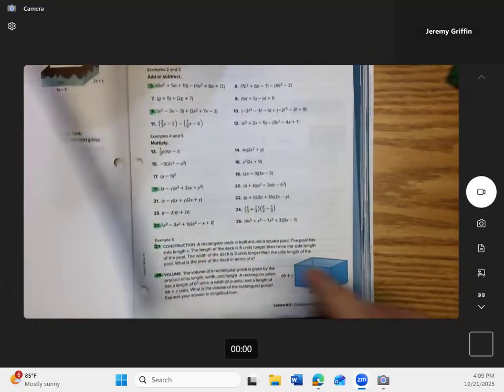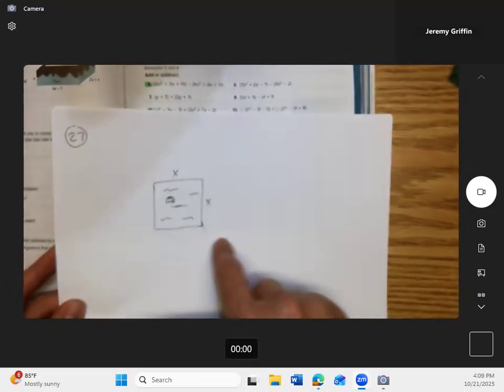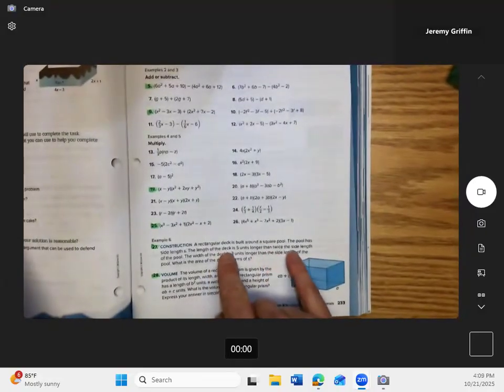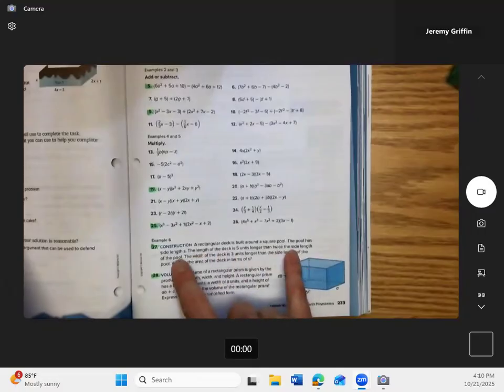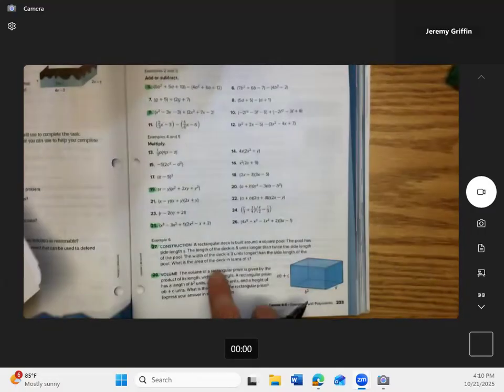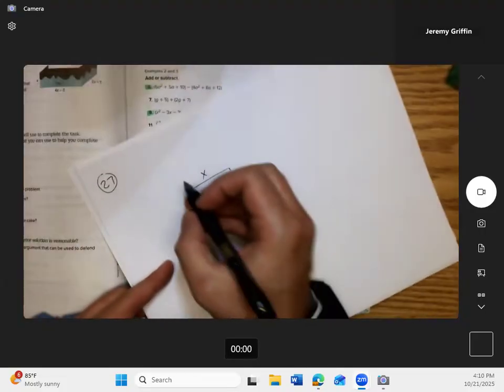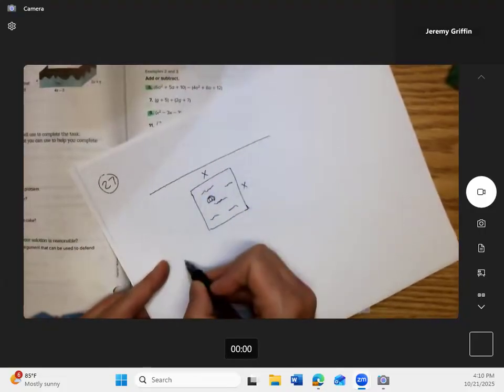The length of the deck, remember the deck is being built around the pool, is 5 units longer than twice the side length of the pool. And the width of the deck is 3 units longer than the side length. Okay. So I think it's going to look something like this.